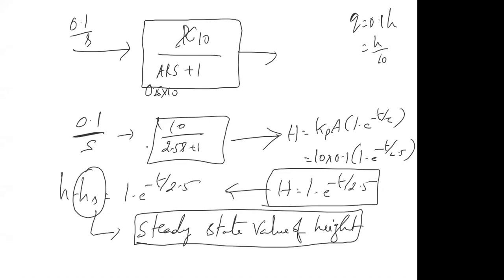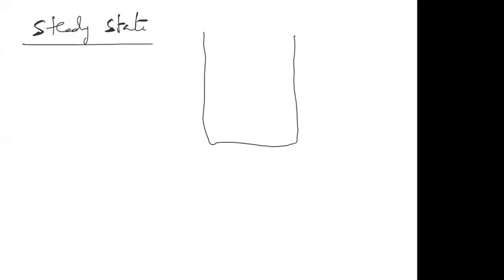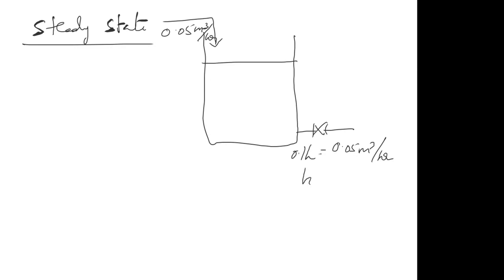So now if you go to steady state, what is the tank? The tank has an inlet flow rate of 0.05 meter cube per hour. The outlet is also the same, as this is the steady state. But what is the outlet relation, which is equal to 0.1 into H? So what is Hs? It is equal to 0.5 meters. So the steady state height of the tank is 0.5 meters.